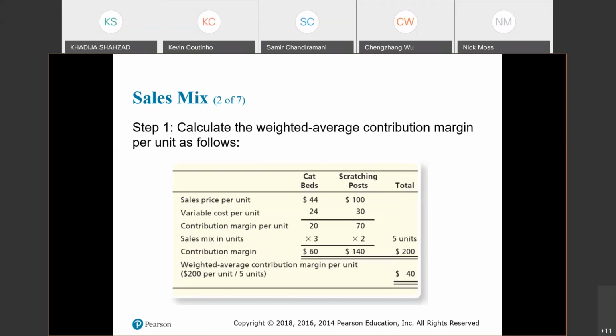So, this sales mix can be regarded as a package, which includes 5 items. 3 are cat beds and 2 are scratching posts.